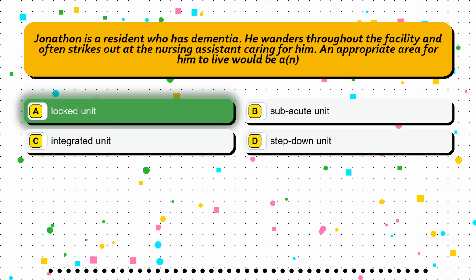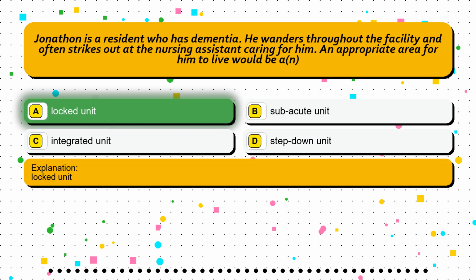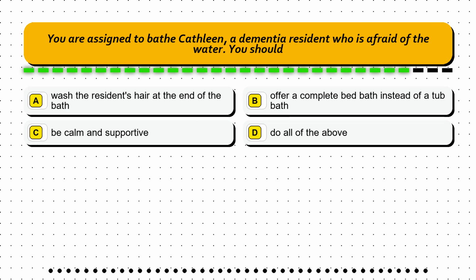The correct answer is option A, locked unit. Question 25. You are assigned to bathe Kathleen, a dementia resident who is afraid of the water. You should: Option A, wash the resident's hair at the end of the bath. Option B, offer a complete bed bath instead of a tub bath. Option C, be calm and supportive. Option D, do all of the above.